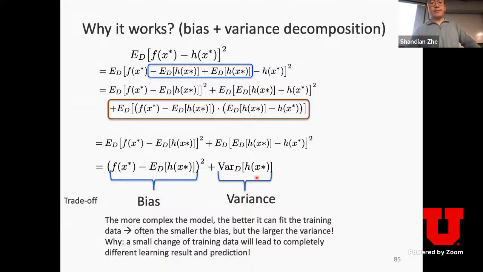And simple models, though they cannot fit the training data super well, have a smaller variance. So overall, you don't know which one will get the best performance. And in practice, we are always trying to find the best trade-off.